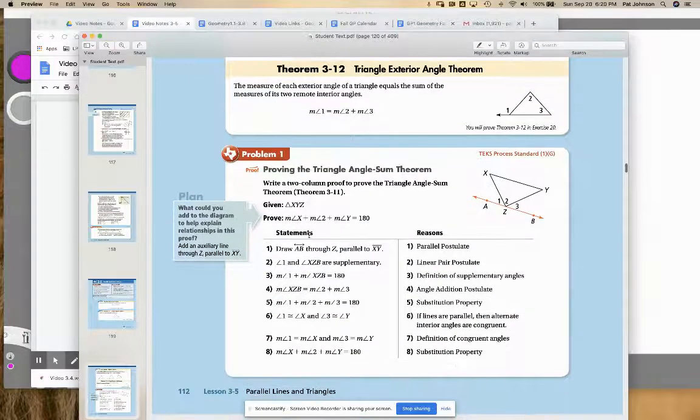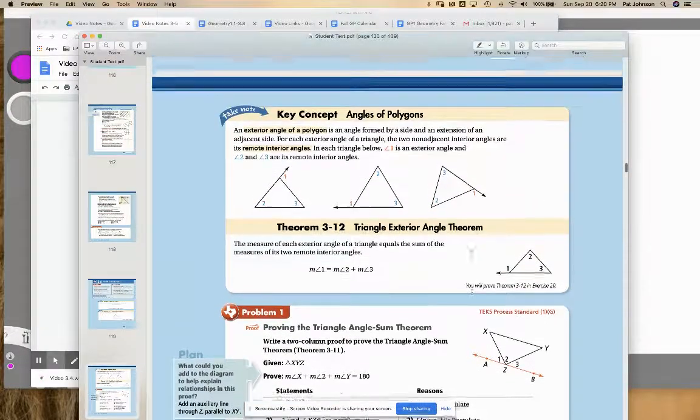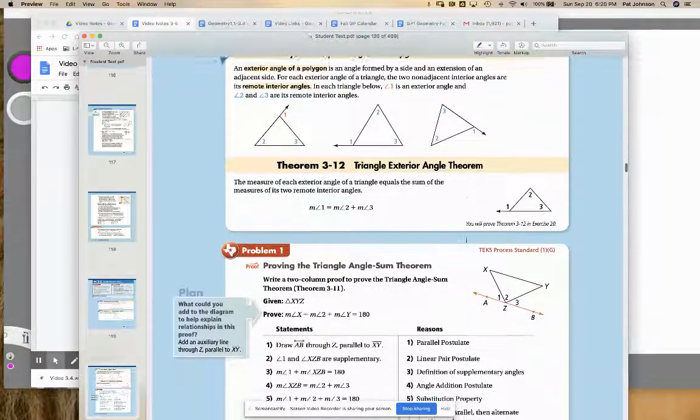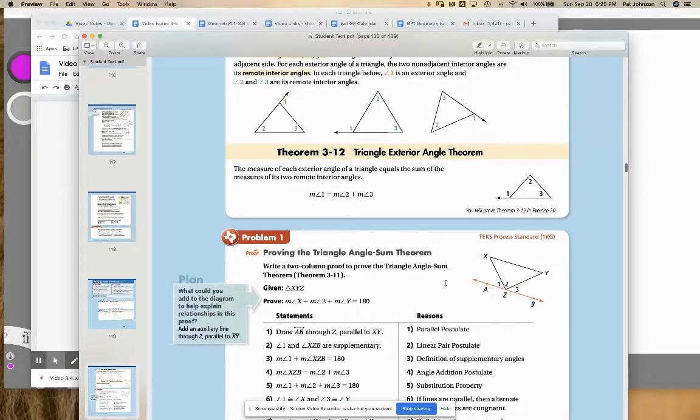So we have our statements and our reasons. So we need to prove that these angles equal 180 degrees. So we first draw line AB through Z and parallel to XY. All right, so we name A and B. So we're using the parallel postulate, right? That says there's exactly one and only one. That's this first one right here. And we're drawing an auxiliary line.